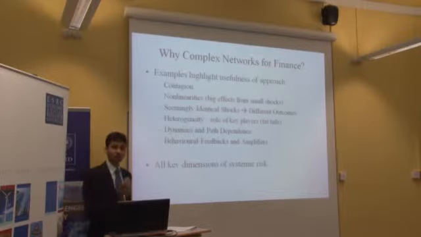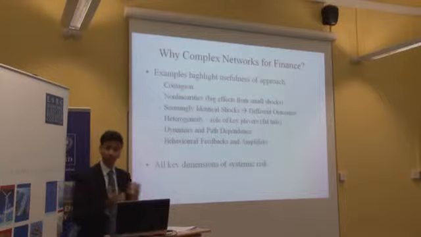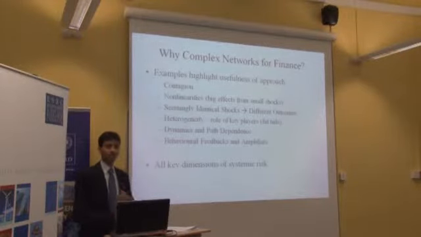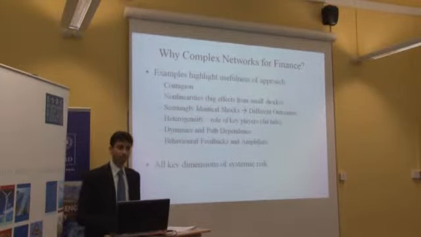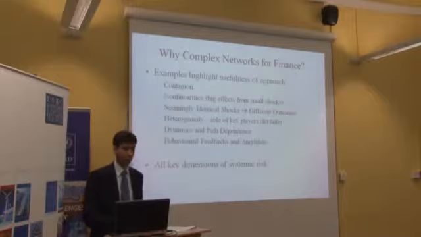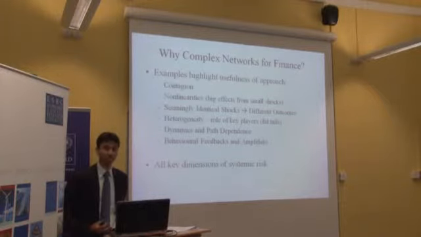Very similar shocks, depending on whether it's a very connected person or a person at the periphery of the network, can lead to very different outcomes. So the models naturally include heterogeneity. You get interesting dynamics and path dependence, and you can, as I've just illustrated, actually get some behavioural feedbacks and amplifiers even in an epidemiological setup. And I guess we think of all of these things as being really key dimensions of systemic risk.